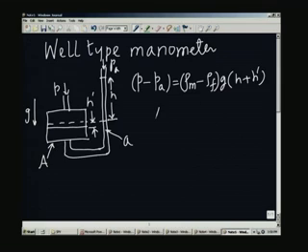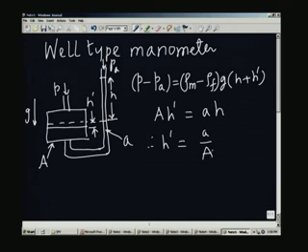So, you see that A into H prime must be equal to A into H, because the volume increase on this side, the volume decrease on this side. This is again the incompressibility assumption. Therefore, H prime is equal to the area ratio A by A times H, and therefore, I can substitute there.